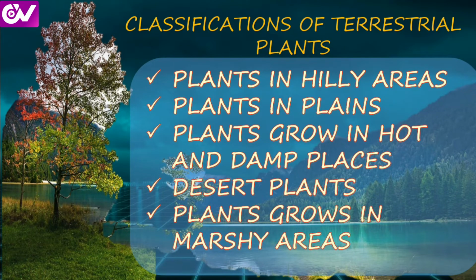Next comes plants grow in marshy areas. Marshy refers to the place that is more squishy, wet and smooth. That is nothing but there will always be constant water, and the soil in the marshy areas will be like clay.